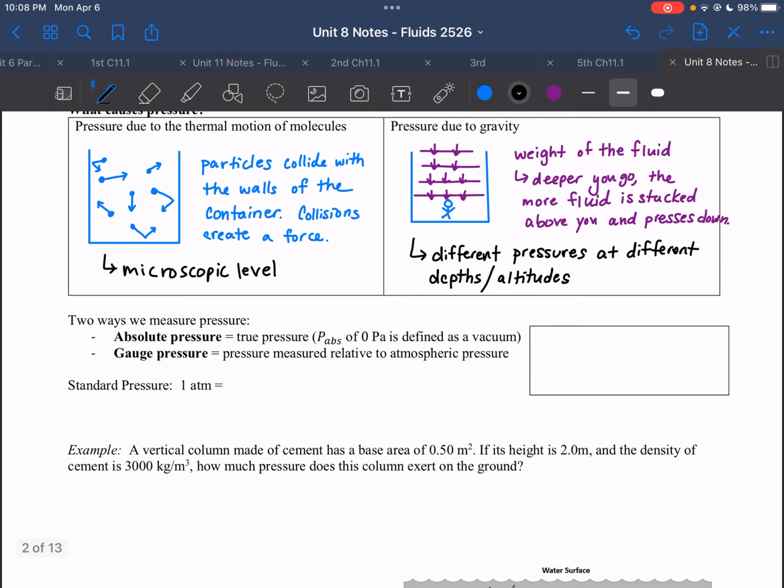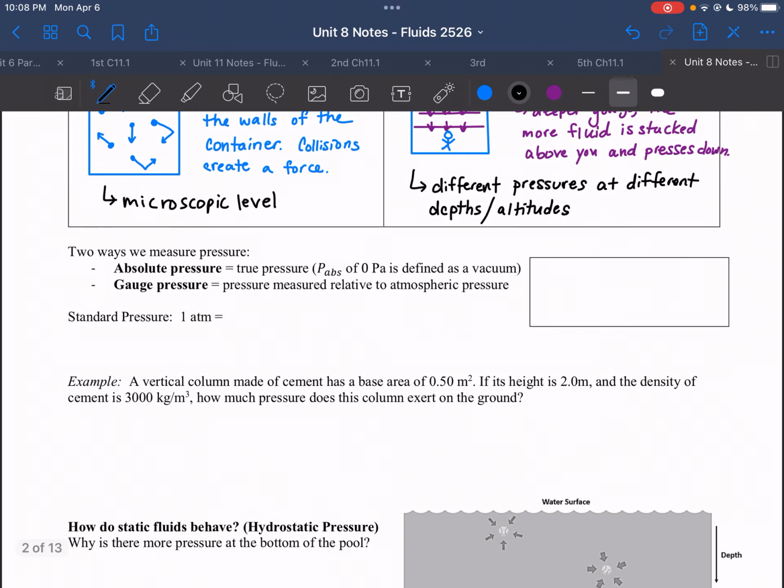All right. The next thing is the two different types of pressure. We have atmospheric pressure, we have absolute pressure, and we have gauge pressure. When we're talking about absolute pressure, this is the true pressure or the total pressure. We do ABS for absolute. The absolute pressure is equal to the gauge pressure plus the atmospheric pressure. So ATM stands for atmospheric.